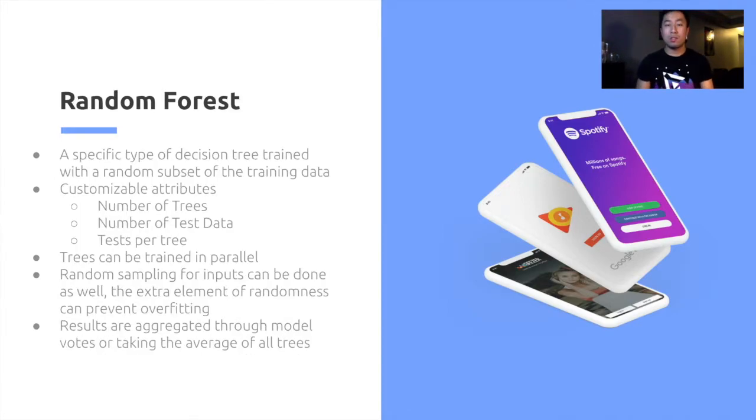A random forest is like going more into decision trees. Basically, we can split the number of trees, the number of test data, and the test per tree into many trees, running in parallel, training in parallel. And random sampling for these inputs can also be done, and this is a bonus because the extra element of randomness can prevent overfitting. Results are then aggregated through the model votes or taking the average across all trees.